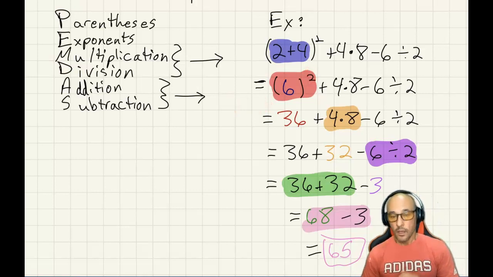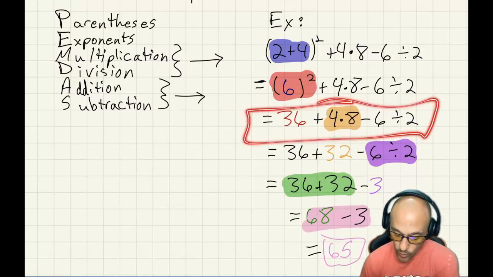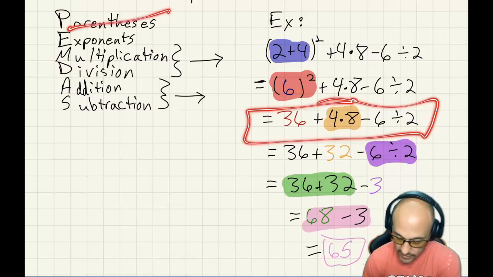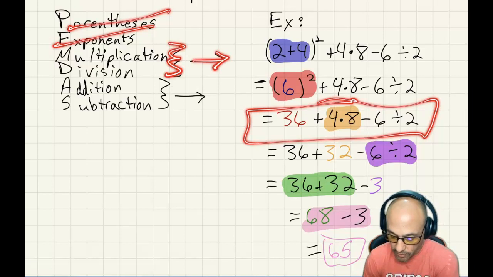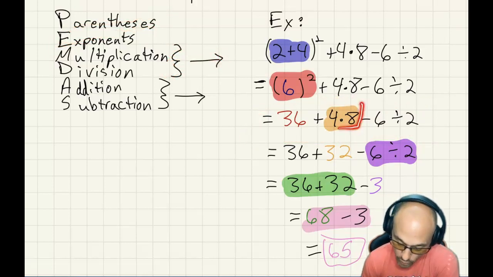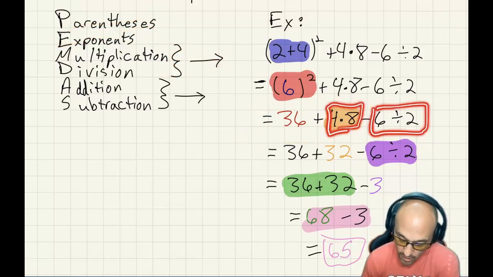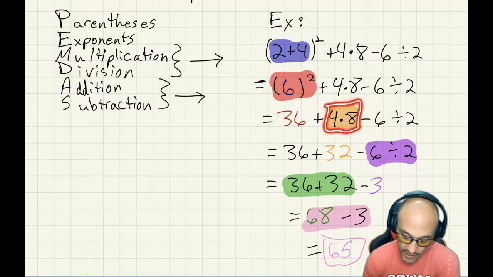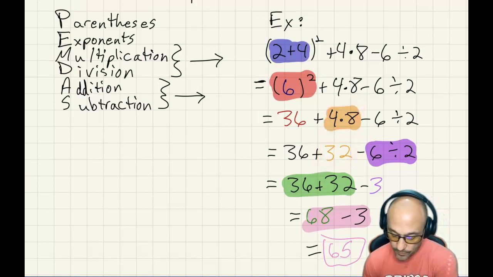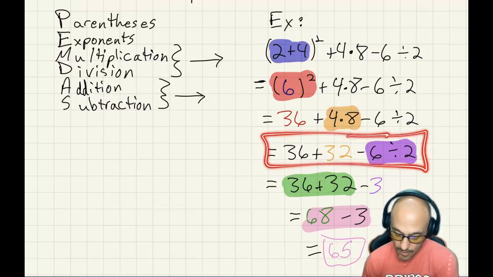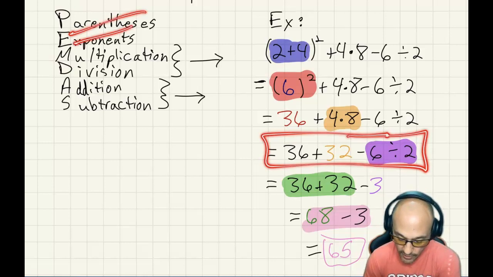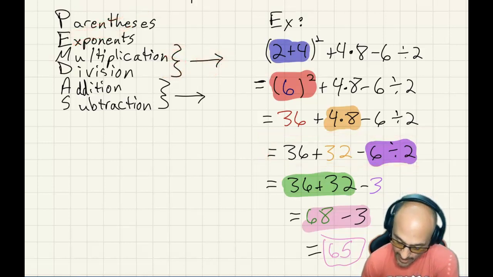All right. So now we're on this step, and we ask, all right, there are no parentheses. There are no exponents. Is there any multiplication or division? From left to right, yes, we have multiplication here and division there. From left to right means we do this first. So 4 times 8 is 32. Now we're on this step. No parentheses, no exponents. Any more multiplication or division? Yep, right here. 6 divided by 2 is 3.